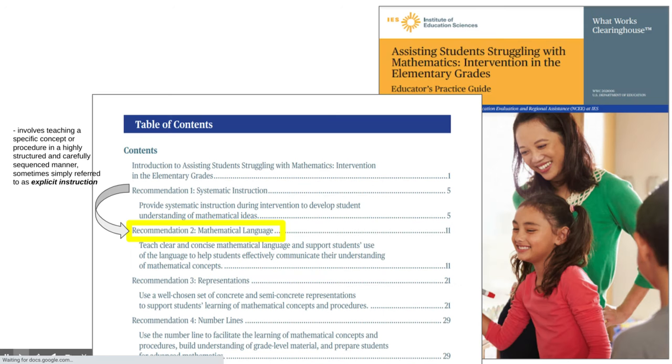And so as we begin to look, I thought to myself, well, I've got this sitting here on my desk. This is from the U.S. Department of Education, educators' practice on assisting students struggling with mathematics, intervention in the early grades. And what I noticed was mathematical language is recommendation 2. It's only second to what systematic instructional approach are we taking? And that is practice 1, 2, 3, and 4, right?